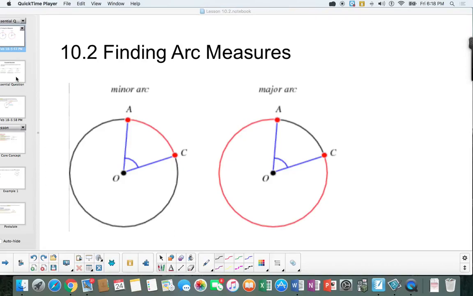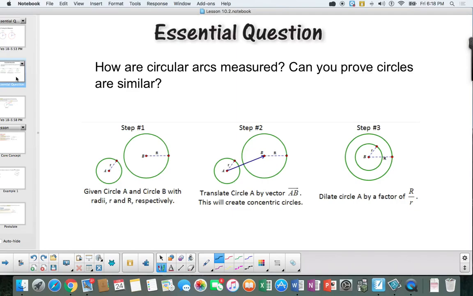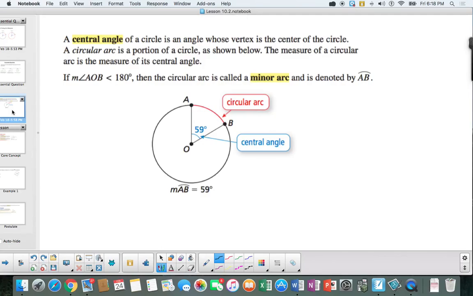10.2 Finding arc measures. Essential question: how are circular arcs measured? Can you prove circles are similar? A central angle of a circle is an angle whose vertex is the center of the circle. So this is the vertex and it's the center of the circle, and that's why we call it a central angle. So if this angle is 59 degrees, then this arc right here will be 59 degrees, and this is how we write it. Very much like an angle, the measure of angle AOB is equal to 59 degrees.